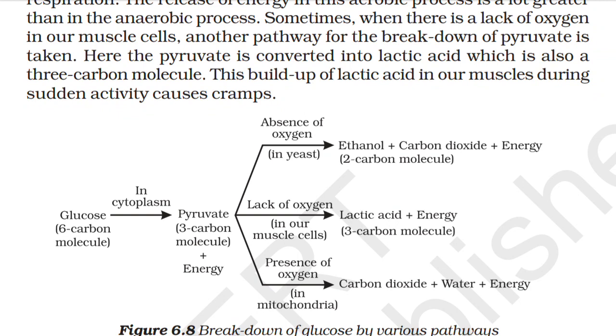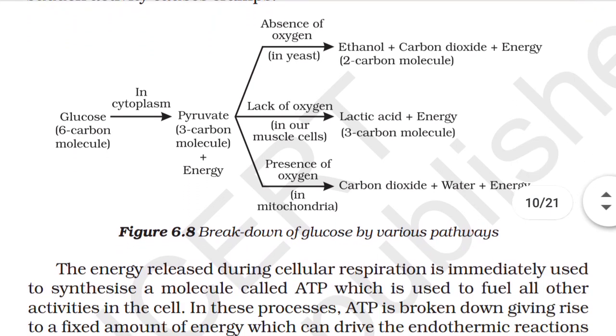Sometimes, when there is a lack of oxygen in our muscles, another pathway for the breakdown of pyruvate is taken. Here, the pyruvate is converted into lactic acid, which is also a 3-carbon molecule. This buildup of lactic acid in our muscles during sudden activity causes cramps.